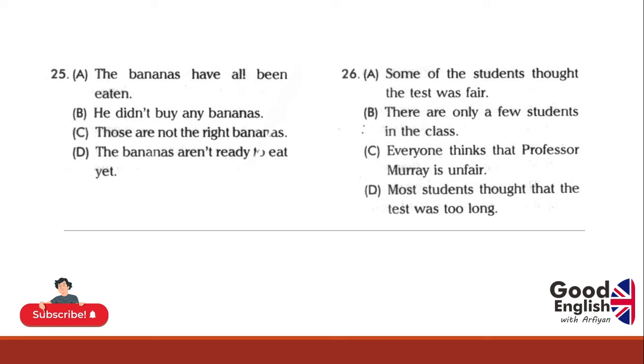Number 26. The students in Professor Murray's class think that the test he gave was unfair. A few of them do, anyway. What can be inferred from this conversation?